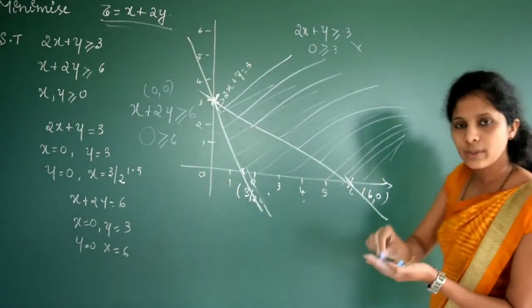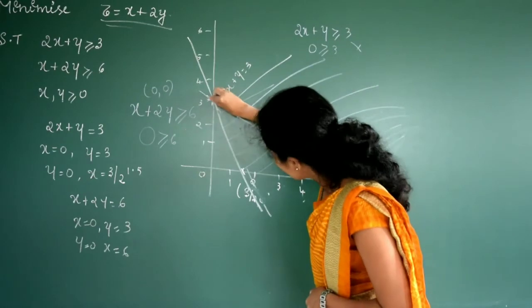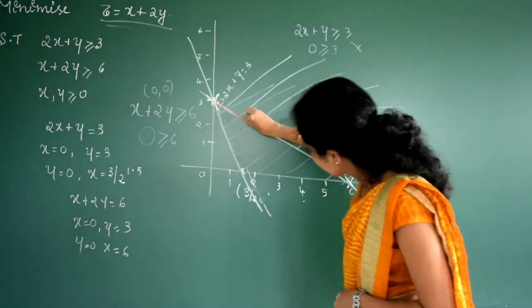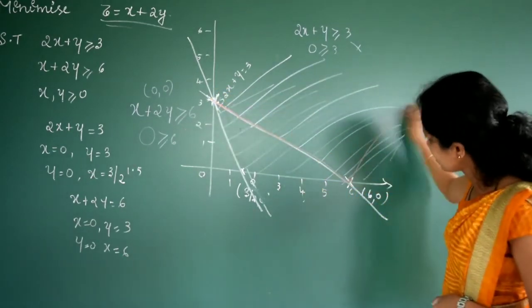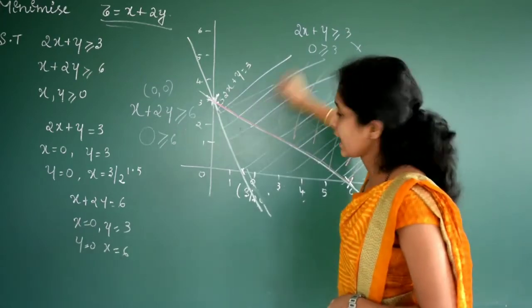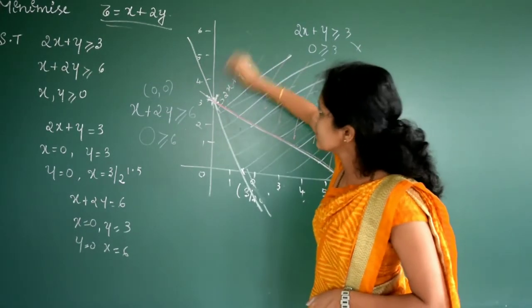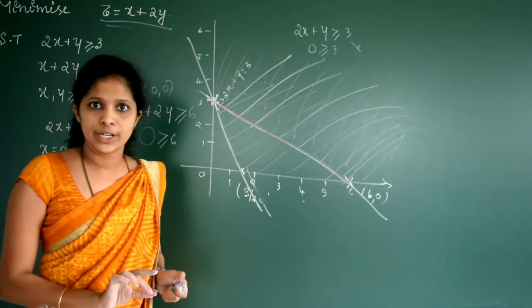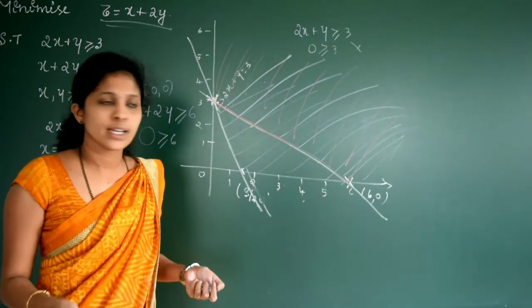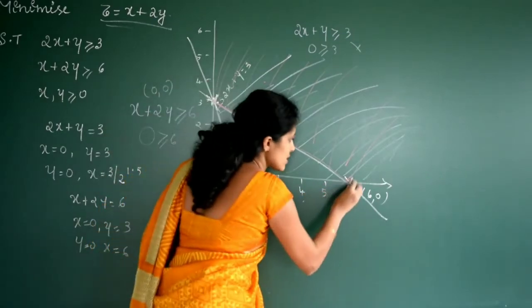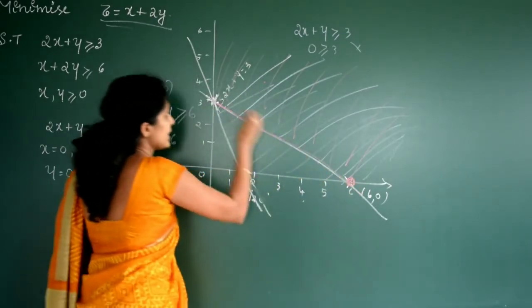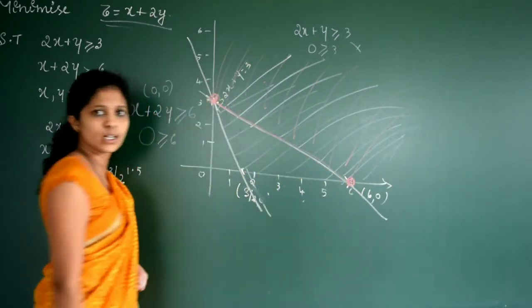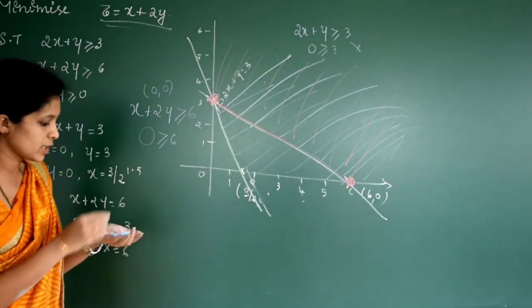Now what is the common region? We can see from here to that. So from here to this will be the common region, everything will be the common region. And you can observe here the graph is unbounded. So what are the corner points? Here we have two corner points. This is one corner point and this is the other corner point.